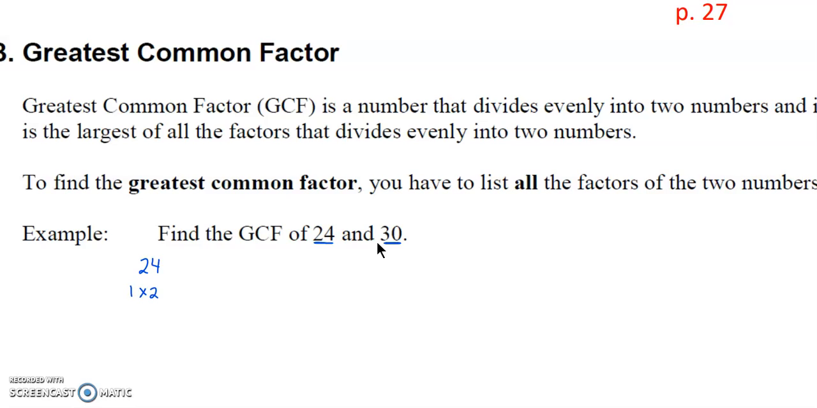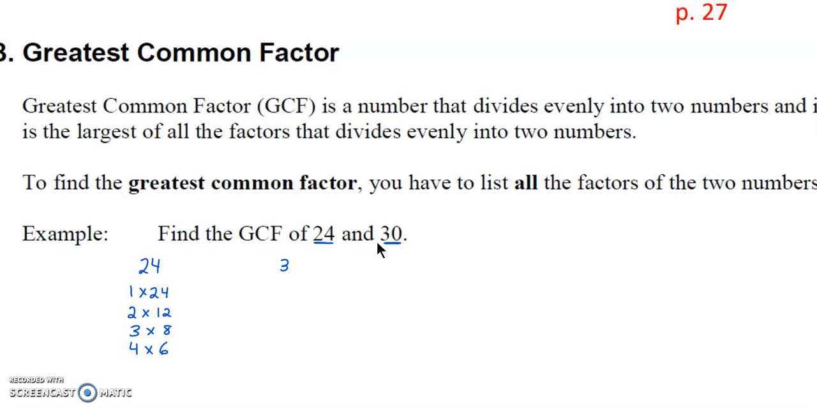1 times 24, 2 times 12, 3 times 8, 4 times 6. We don't have a 5. We do have a 6. It's there, so we're done. So our factors of 24 are done.